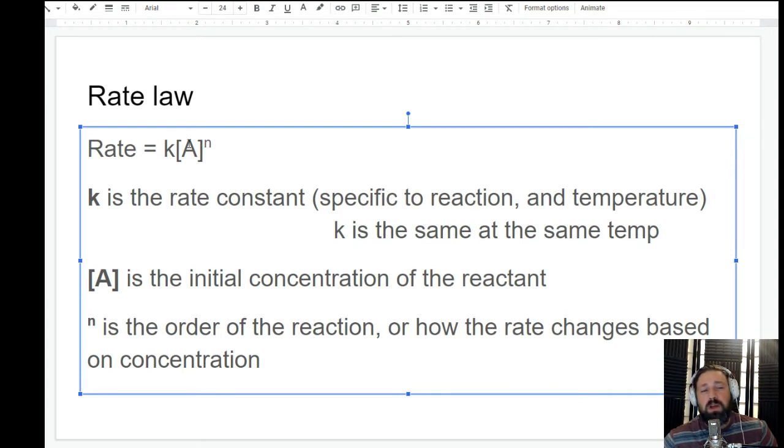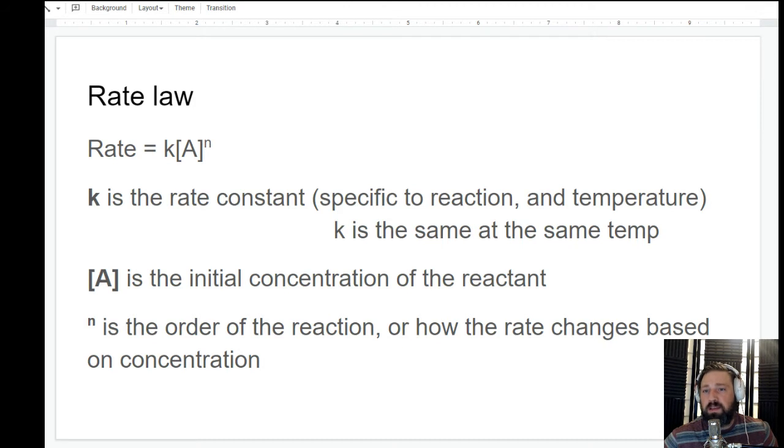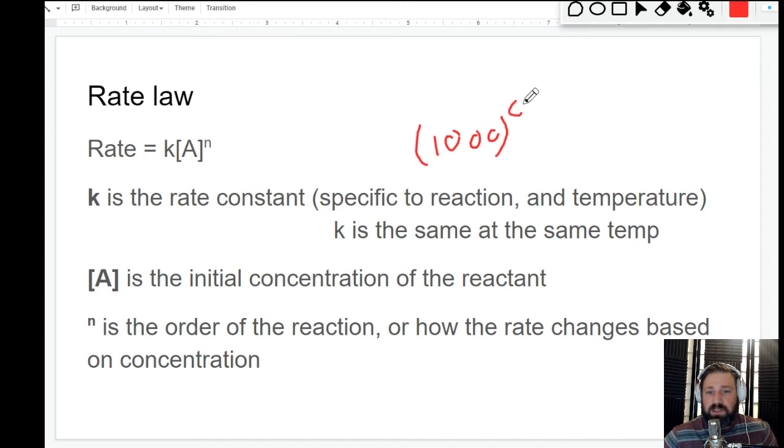So you can imagine, what is something to the 0th power? Think about anything to the 0th power. Let's say we have 1,000, and it's to the 0th power. What does that mean? Well, it's 0. Or, I'm sorry, not 0. It's 1. So it doesn't matter what we put here. If this is 0, it doesn't change the rate at all.